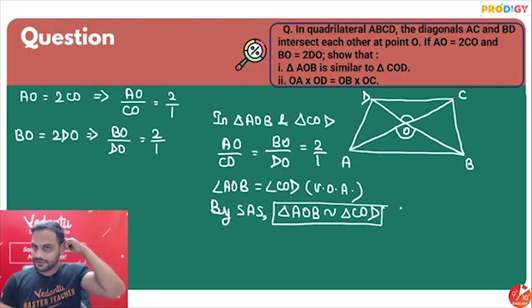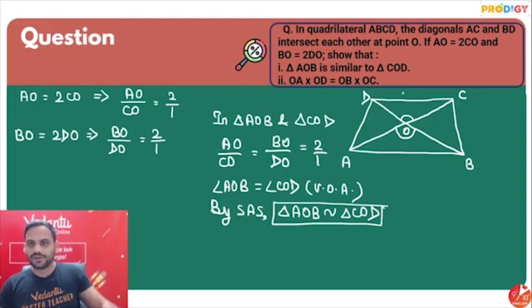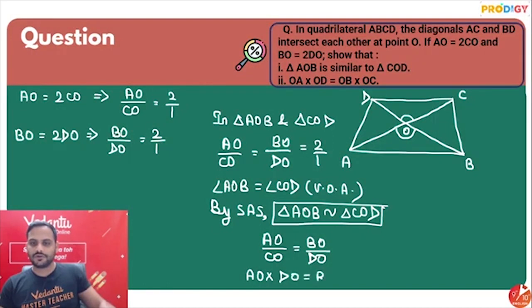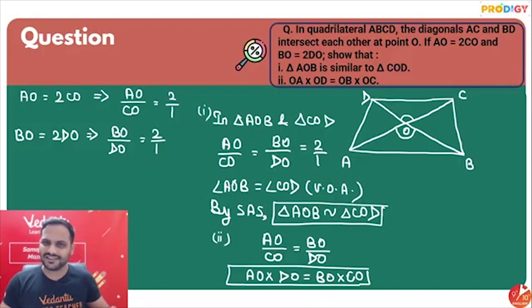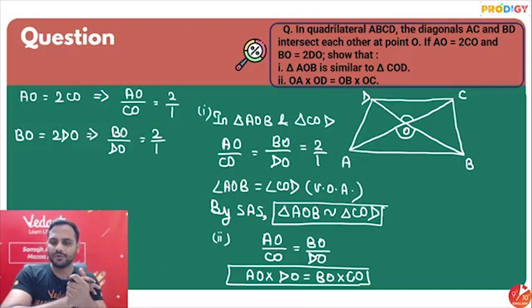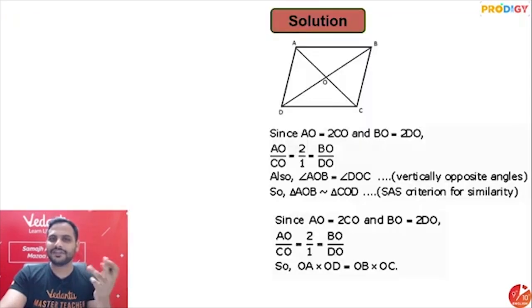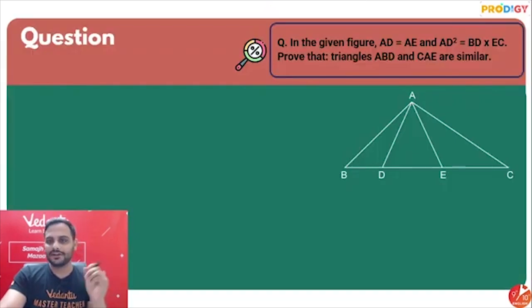Okay? Both are similar. Now prove that OA into OD is equal to OB into OC. Look, we know AO upon CO is equal to BO upon DO. If I cross multiply, I'll get AO into DO is equal to BO into CO. Right? And that's your second one. So the second one is over here, the first one is over here. Easy, right? Simple. We have just proved the similarity of both the triangles. The ratio was already given equal and the angle between them is equal by the vertically opposite angles.